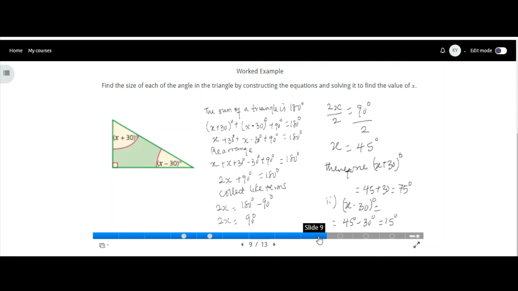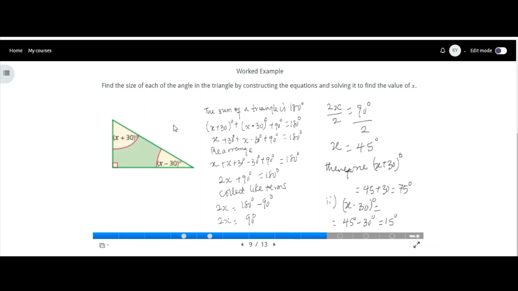So now let's look at this example here. We are going to be solving together. This is more or less a right angle triangle, and inside this right angle triangle we have 3 sides. The first side there is what? x plus 30 degrees, x minus 30 degrees. And if you look at this, this is a right angle triangle. A right angle triangle has an angle of 90 degrees. So this is a 90 degree.